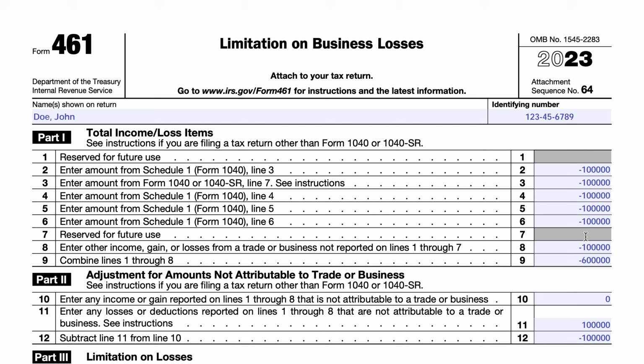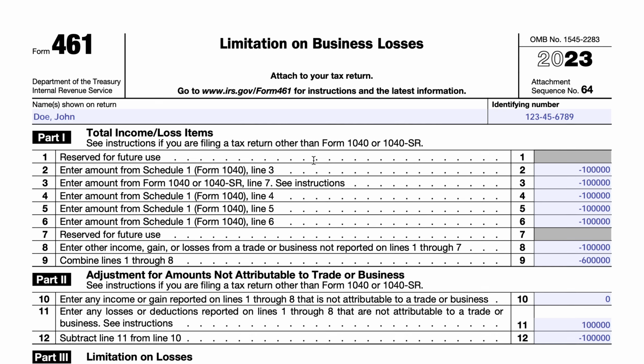So for those of you who use tax preparation software, this should be automatically imported from these parts of your tax return. But for those of you who are doing this manually or just want a better understanding, we'll go through this in detail. So line 1 is reserved for future use. We're going to skip down to line 2.